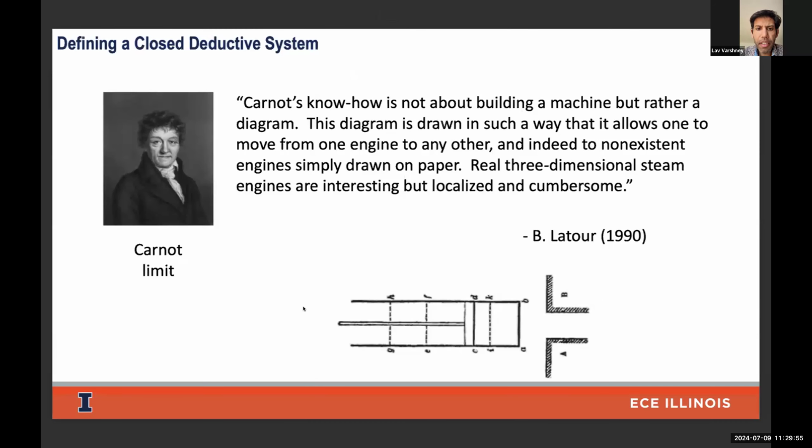And one of the keys to establishing fundamental limits is to first define a closed deductive system. As the sociologist of science Bruno Latour described, Carnot's know-how is not about building a machine, but rather a diagram. This diagram is drawn in such a way that it allows one to move from one engine to any other, and indeed to non-existent engines simply drawn on paper. Real three-dimensional steam engines are interesting, but localized and cumbersome. So we want to establish a deductive system as well.